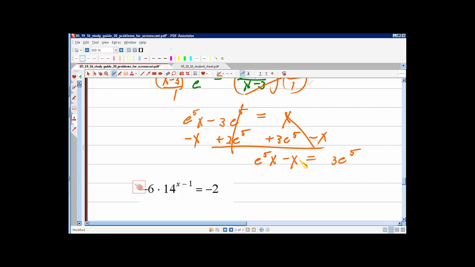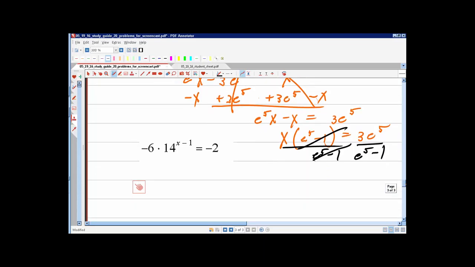Okay, now I'm just going to factor out the x. And I'm going to get x times (e to the fifth minus 1) equals 3e to the fifth. And then lastly, I'm going to divide by e to the fifth minus 1. So this is a pretty challenging problem. All right, and then my solution is going to be x equals 3e to the fifth over e to the fifth minus 1.